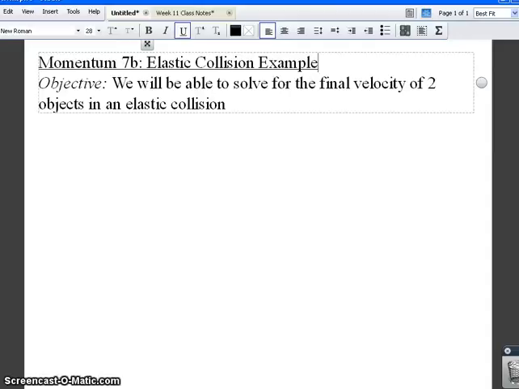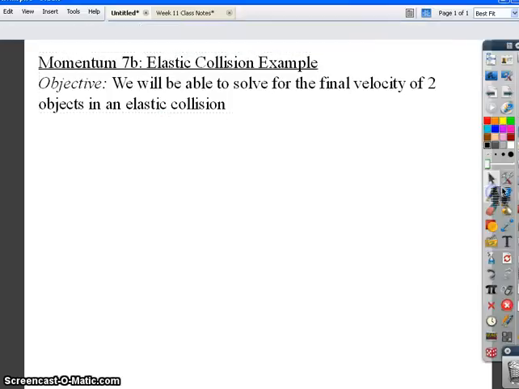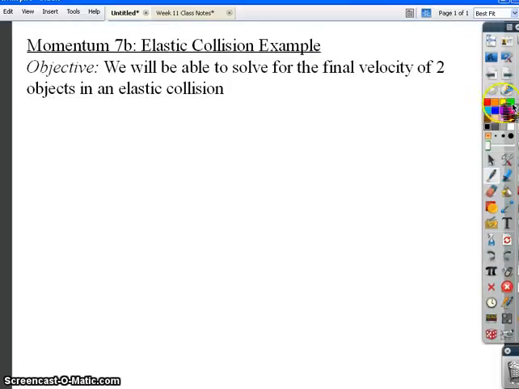Okay. Good morning, class, and welcome to this lesson on Momentum 7, an elastic collision example. We will be able to solve for the final velocity of two objects in an elastic collision. If you have not done so, I'm going to show you some equations right now, and you might want to go back and look at video 7a if this is your first time watching this video, because it'll give you some derivations there.